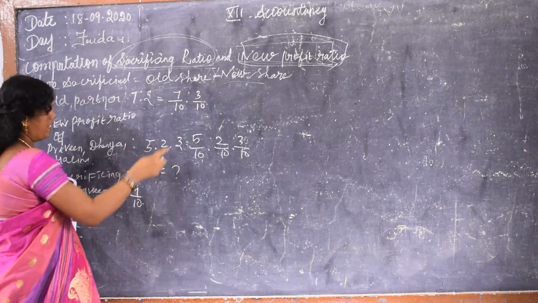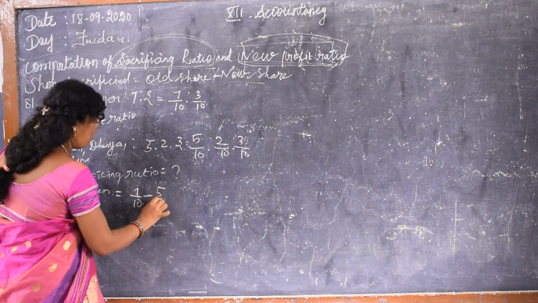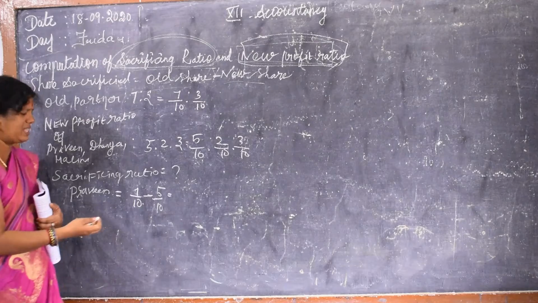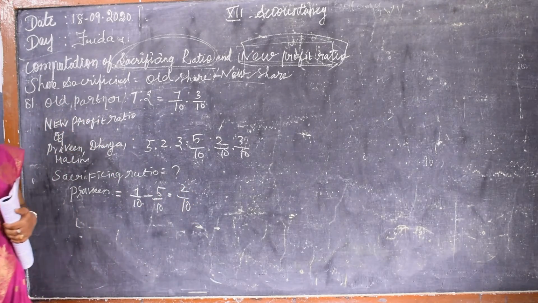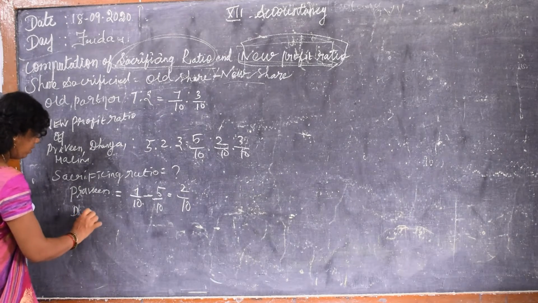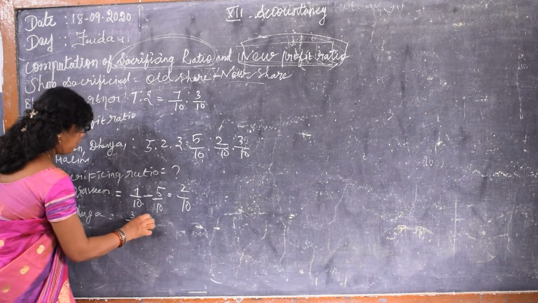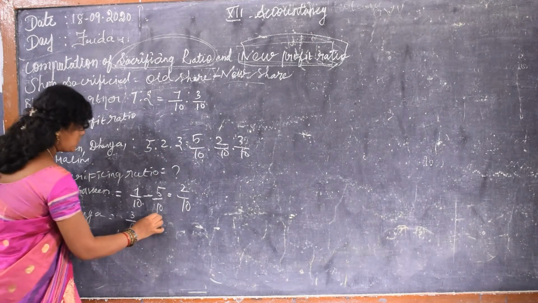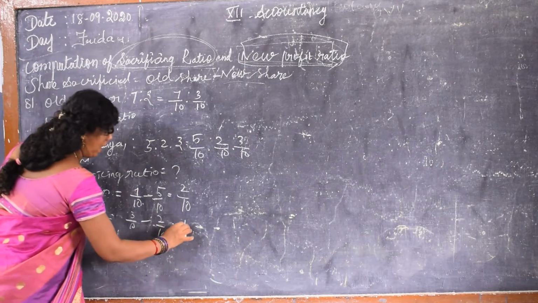Okay, old partner is 7/10 minus, okay, this is 5/10. As the denominator is the same, we can directly say, okay, it is 2/10. No need of cancelling and all. Okay, then for the Danya, old share is 3/10 and new share is 2/10. 3/10 minus 2/10 is 1/10.